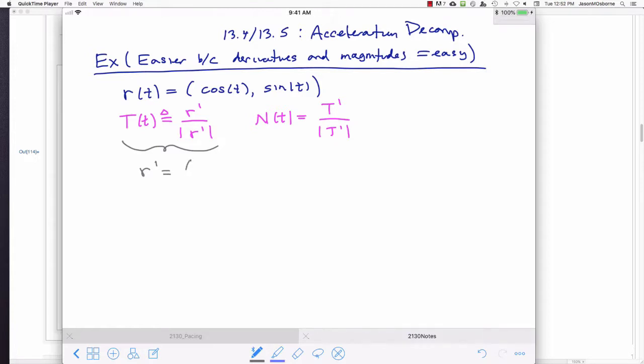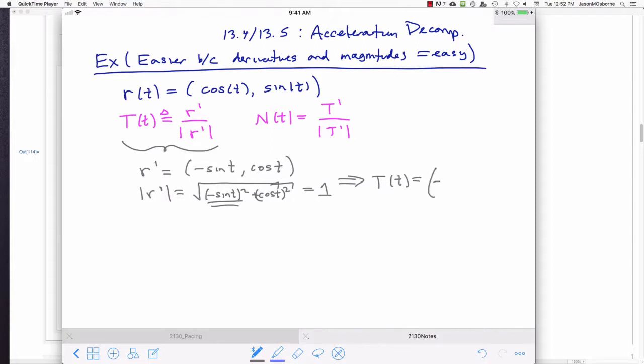r prime is equal to derivative of cosine is negative sine, derivative of sine is cosine. There is r prime. Okay. The magnitude of r prime is equal to the square root of negative sine of t squared plus cosine of t squared, okay, which is equal to 1, because negative sine squared is sine squared, plus cosine squared is 1. So from there we can tell that the vector T, okay, is minus sine of t, cosine of t.